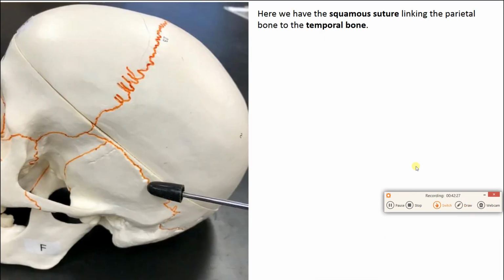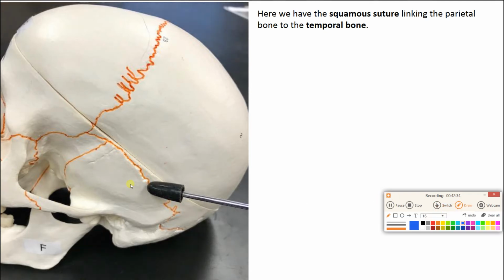All right. First up, let's talk about the suture. The temporal bone meets the parietal bone at this squamous suture. Okay, so parietal's up here, temporal's down here. That suture between them is called the squamous suture. Now, I know you know that squamous means flat.